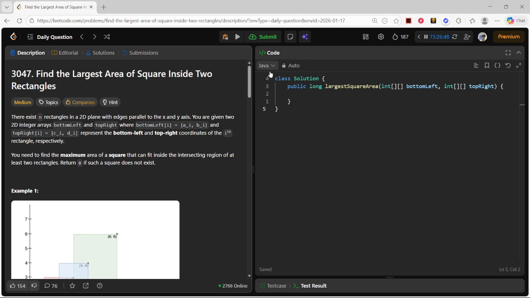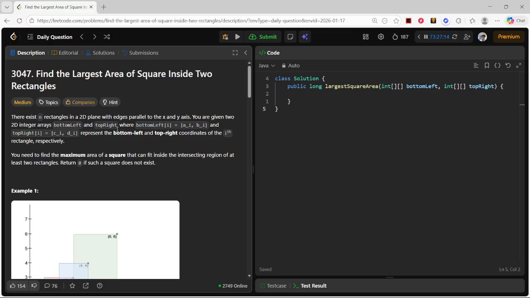This was question 3047. Find the largest area of a square inside two rectangles. There exist n rectangles in a 2D plane with the edges parallel to the x and y axis. You are given a 2D region, bottom left and top right.